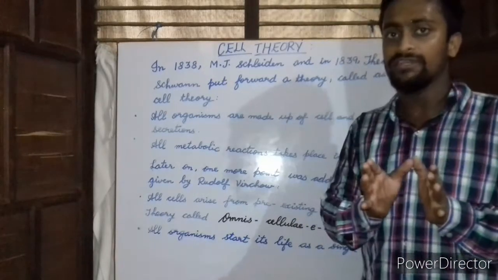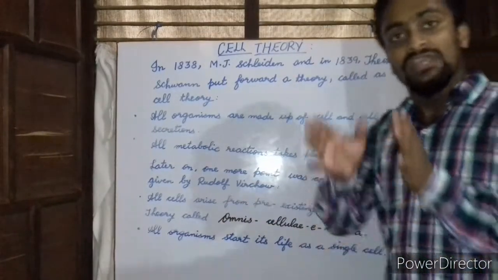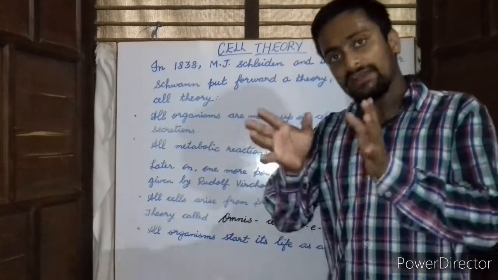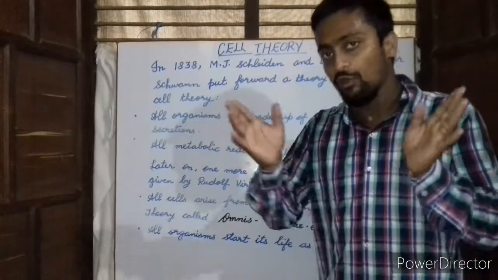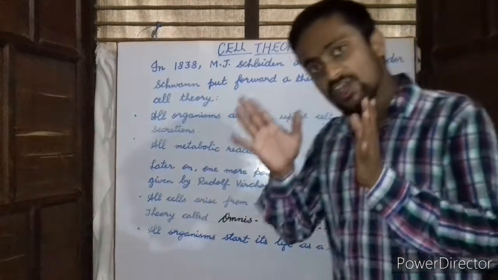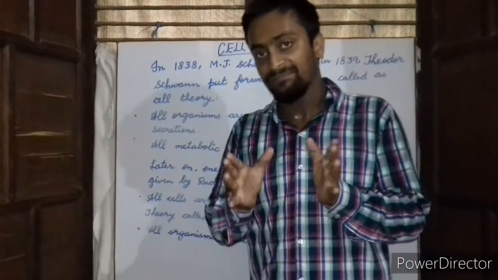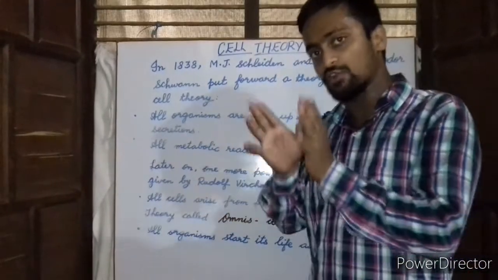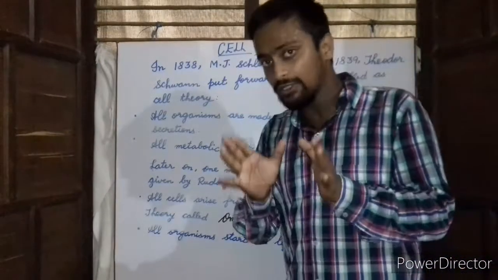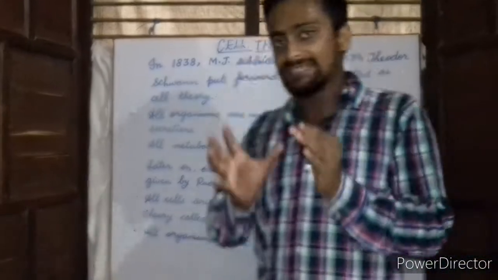Later on, a third point was added in the cell theory, which was given by Rudolf Virchow. He stated that no cells can arise spontaneously or de novo or anew, which means all the cells arise from pre-existing cells only. This theory was called omnis cellulae a cellula. And the last point of the cell theory was that every organism starts its life as a single cell.